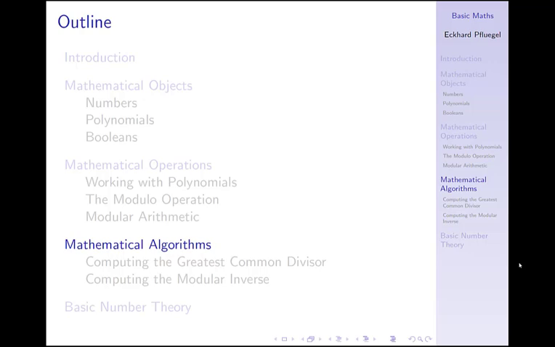So now let's talk about mathematical algorithms, and we will be interested in two computational tasks. The first one will be to compute what we call the greatest common divisor. So I will first explain what that actually is, the GCD we call it as well, and then present basically two ways of doing it. And then we will introduce the modular inverse and explain how to extend the algorithm from the first section to then compute that modular inverse.